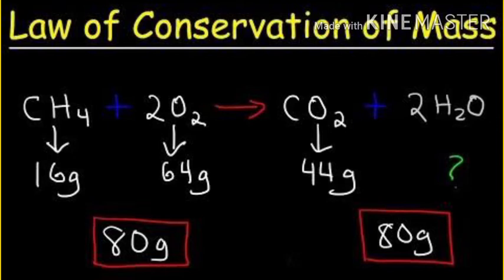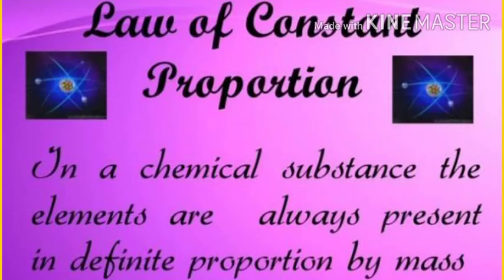If we take the sum of the reactants, the sum becomes 80 gram, and on the other hand the sum of the masses of the products is found to be again 80 gram. So this reaction clearly shows that the mass of the reactant is equal to the mass of the product, and this is what is called the law of conservation of mass. Let's now define the law of constant proportion.